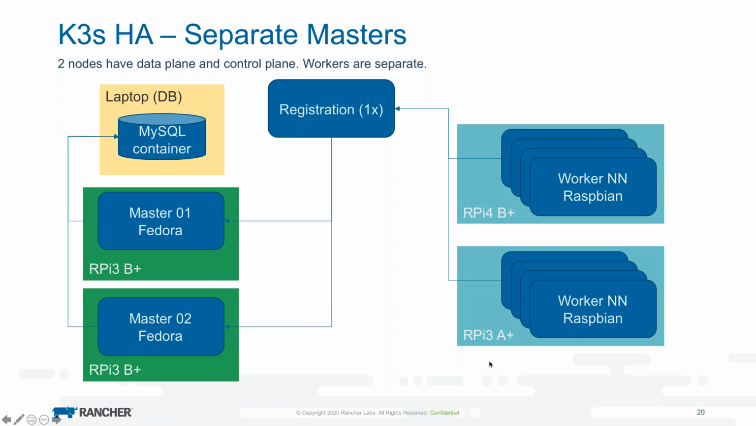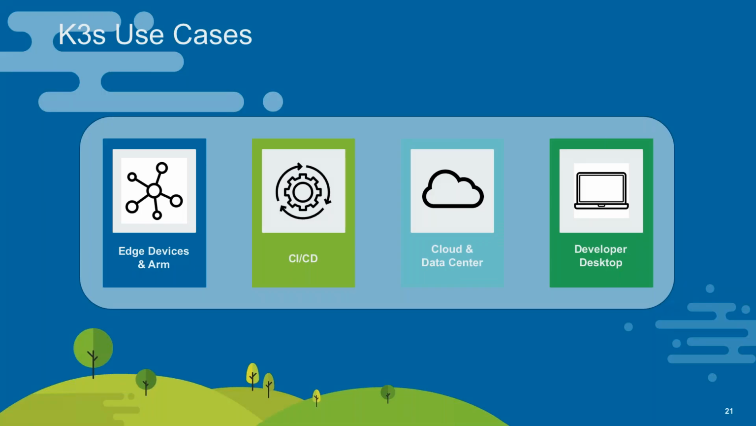We often get the question, can I run both? Can I run ARM and x86 simultaneously in the same cluster? Absolutely. Kubernetes doesn't care. It doesn't really know. It's just that your workloads need to be configured for the resource type that you have available, right? So if you have an architecture, your containers have to be built for that architecture.